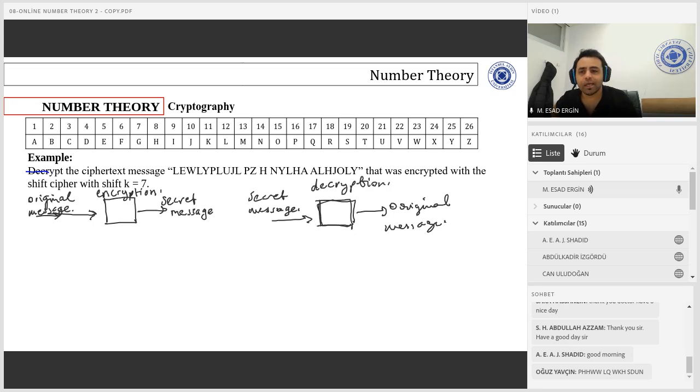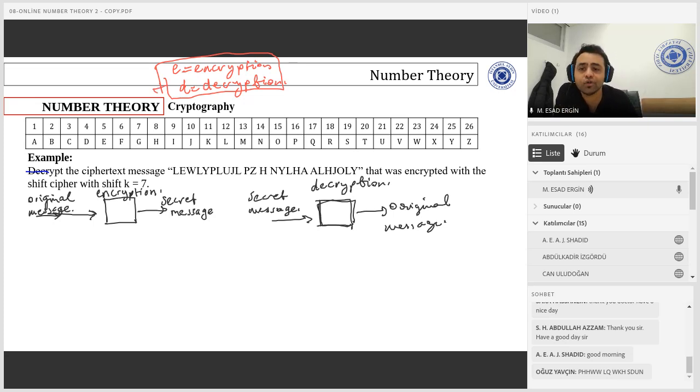So it is important. Now we are going to use E for encryption and D for decryption. Okay, do not forget this one because it is important. Now we are going to use it.